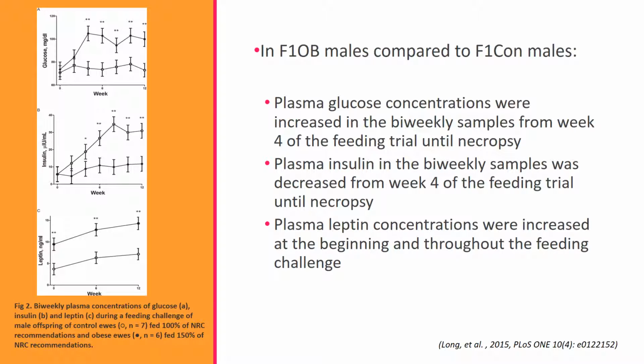And this is just one of the figures from this article showing the F1 obese males compared to the F1 control males: plasma glucose concentration increased in the samples every 2 weeks from week 4 up until they were necropsied. The insulin in the samples every 2 weeks from week 4 up until necropsy decreased, and the leptin concentrations were increased from the beginning throughout the entire challenge in the obese males compared to the control males.